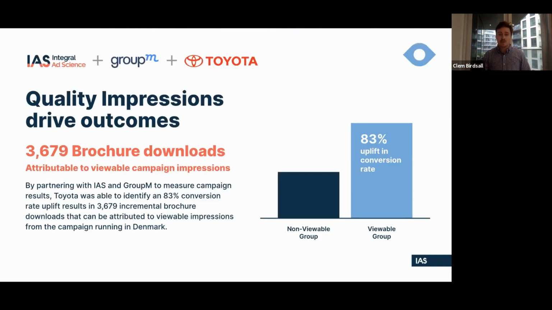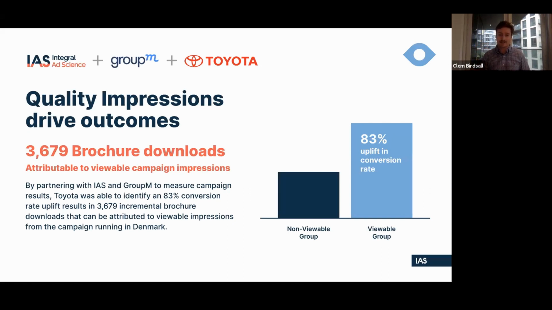So looking at a case study, this one was with Toyota and GroupM. Toyota's goal was to get users to download brochures for one of their new car models. I don't know exactly which car model it was. GroupM ran an uplift study on the back of it and tracked the attribution. What they found is that the group of people who saw the viewable ad had an 83% uplift rate compared to the group of users who did not see the viewable ad.